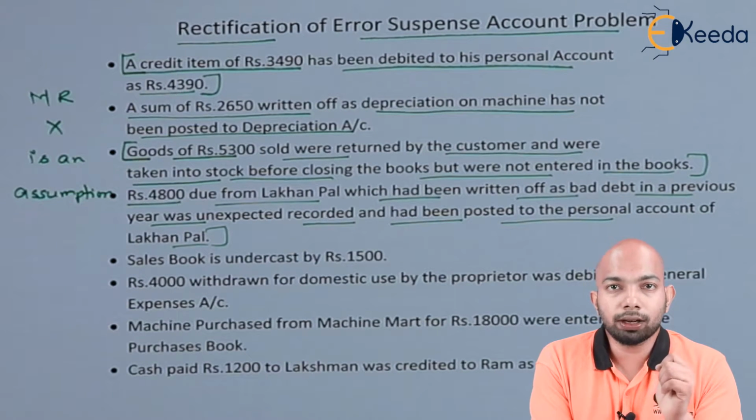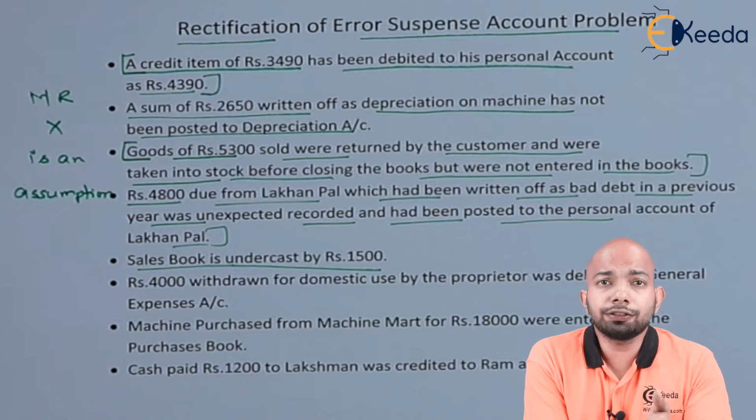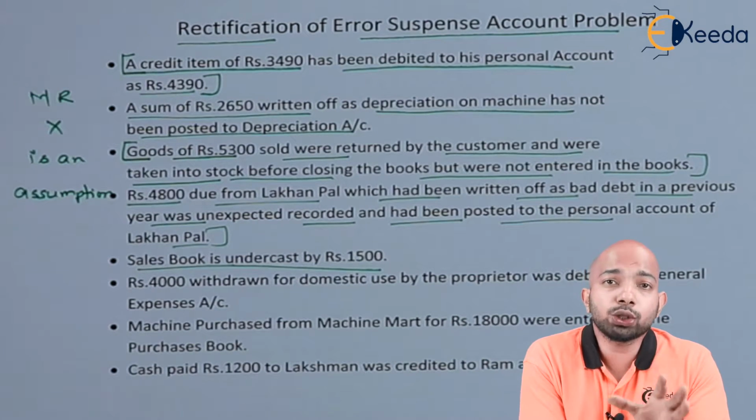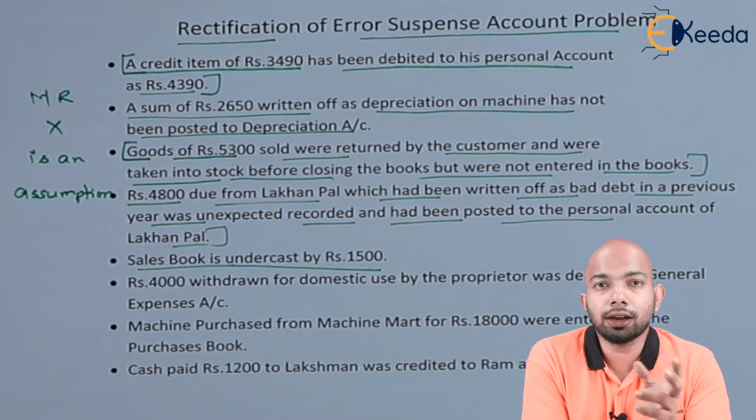Let's go on to the next one. The next one states sales book is undercast by 1500 rupees. So there is a shortage in the sales book, or rather that amount is lower than the actual amount which was supposed to be, and the difference is 1500. You have to mention it using a suspense account here.